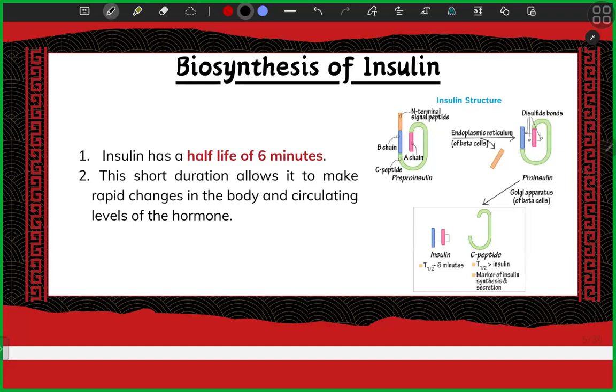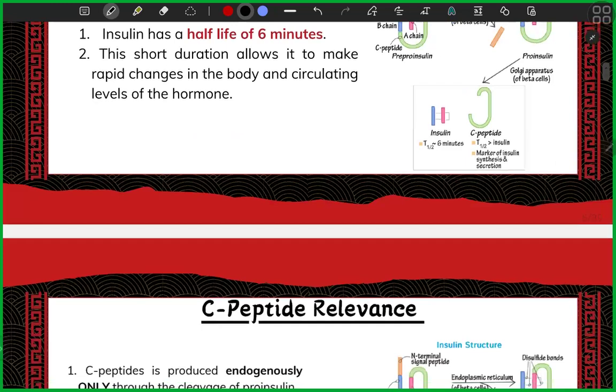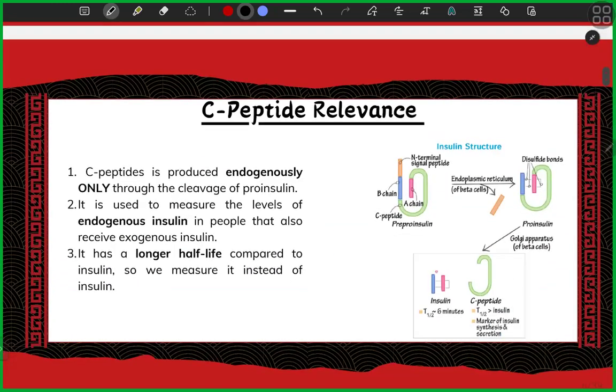Why does it rapidly degrade? Because if you have insulin in your body for a longer amount of time, your blood glucose is going to keep decreasing, and then you're going to end up in a state of hypoglycemia, and you do not want that. All right, that's our insulin.